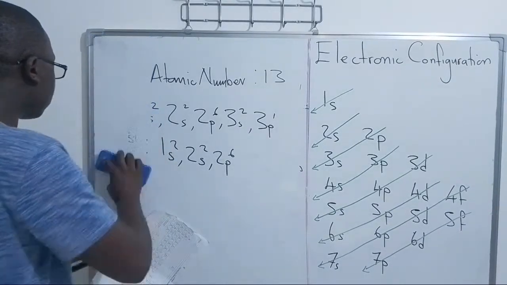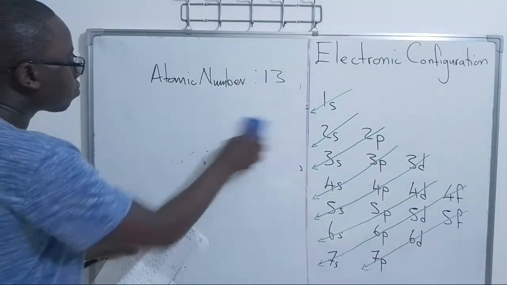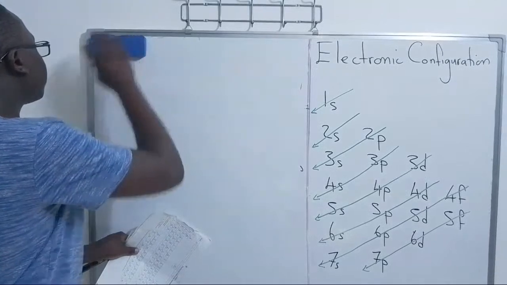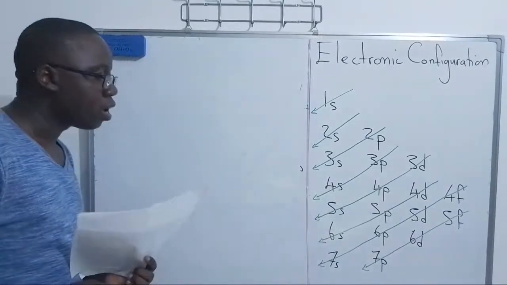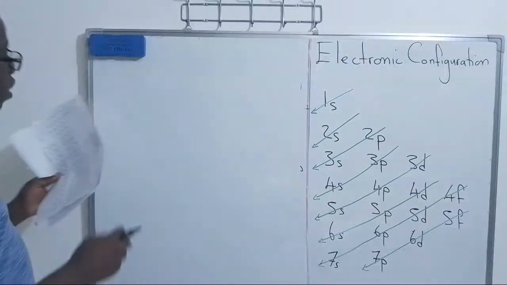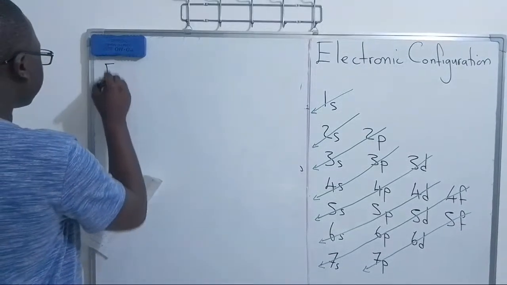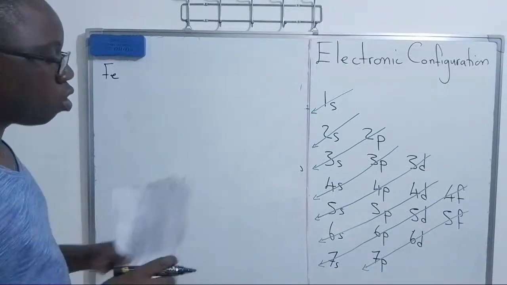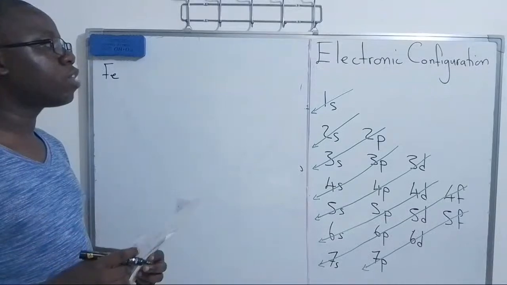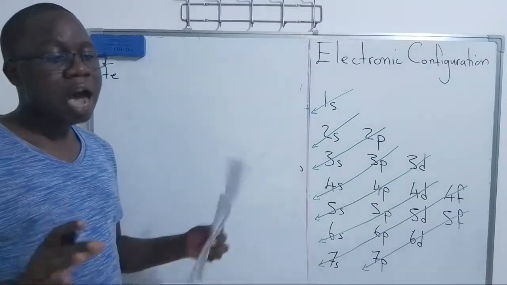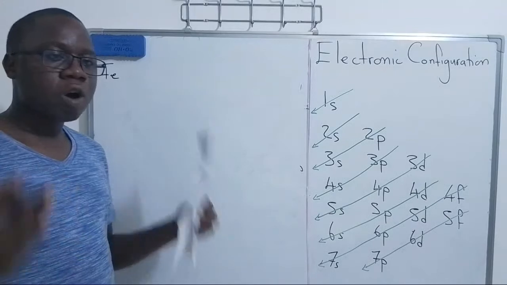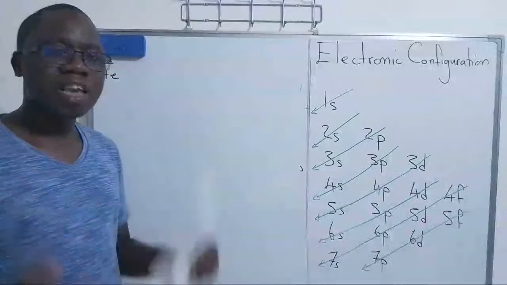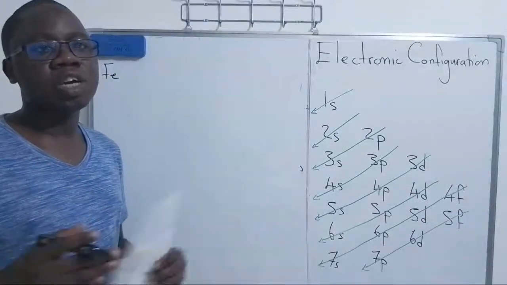So let's now look at the last example that we are doing today, which is in line with iron. So iron, we'll learn how to write the electronic configuration of it. And then we'll also look at 2 ions that are formed by iron, knowing that iron is a transition metal. So because it's a transition metal, it is able to change its formation of ions.